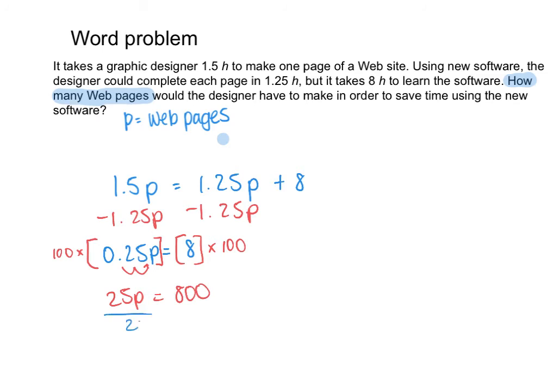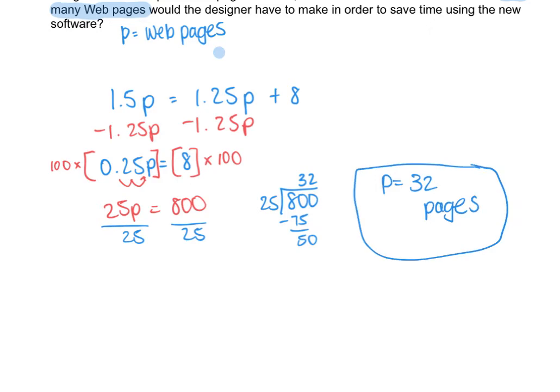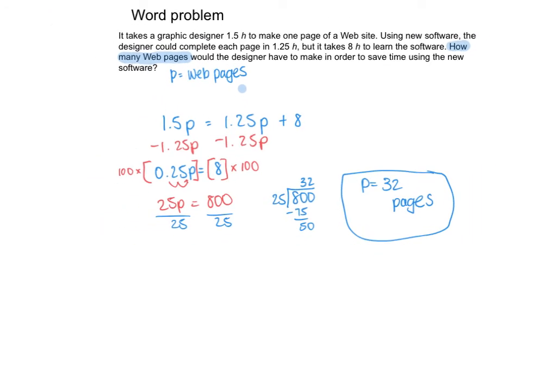We can divide by 25, divide by 25. 800 divided by 25 will give us 32. So P equals 32 pages. So after 32 pages, the new software will start to save time for the designer.